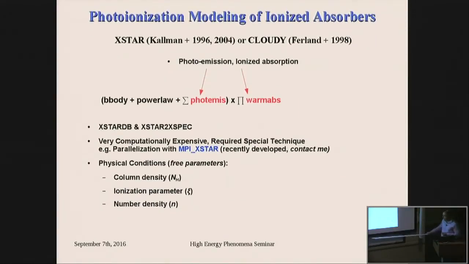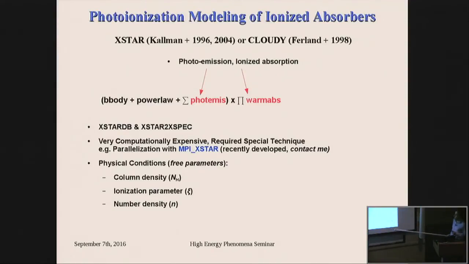To study the physical condition of a warm ionized absorber, we use a phenomenological model. The first two components, blackbody plus power law, model the continuum of the X-ray observation, while these components, photoemission and ionized absorber, are used to describe the emission and absorption of the ionized absorber.